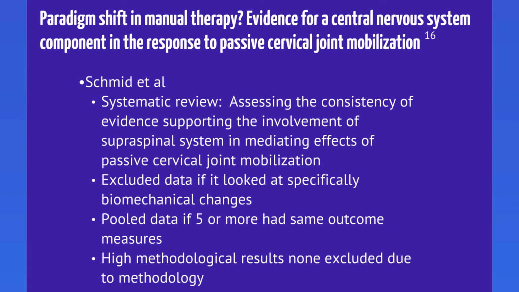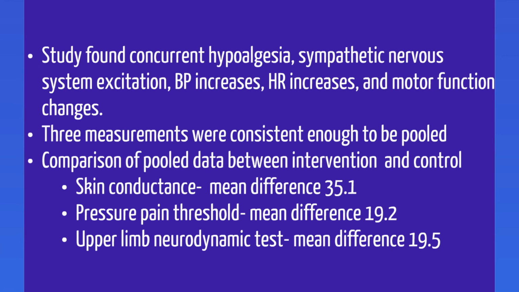It's a systematic review assessing the consistency of evidence in the involvement of the supraspinal system and mediating effects of passive joint mobilizations. So they were looking at studies that specifically looked at a neurophysiological effect. If it was looking solely at the biomechanical effect, they weren't included in this study. And if they found 5 or more that had consistent measures, they then pooled those to have a little bit of a meta-analysis. And they had pretty good methodological studies included.